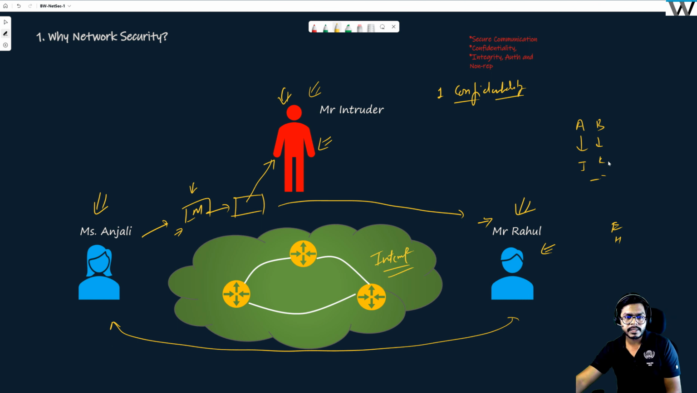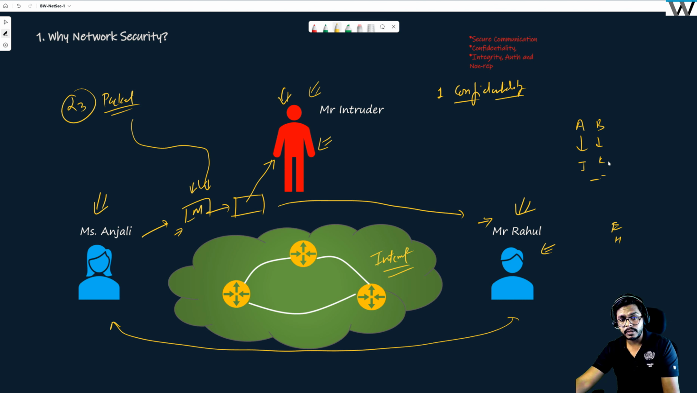So if I say this is a message, we know that we all are network engineers. Instead of message, we would love to hear packet, because a packet is the data unit at layer 3. So if you are comfortable with this packet, just presume that the packet contains some information or data, right? And this data is not scrambled by Anjali.